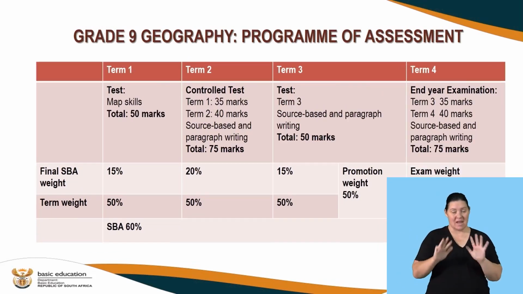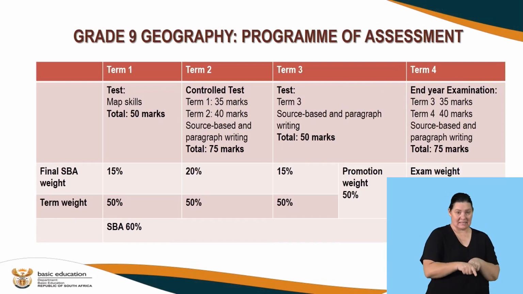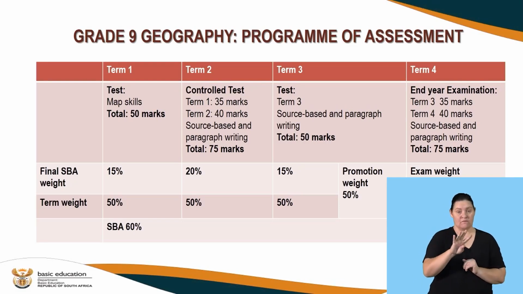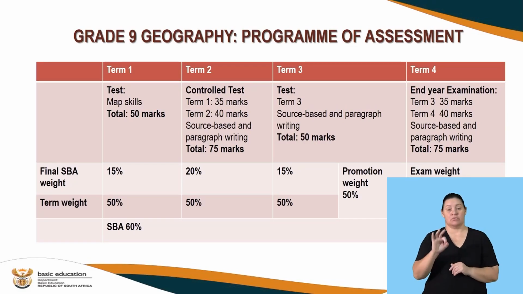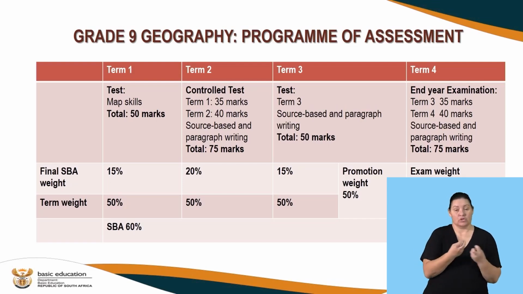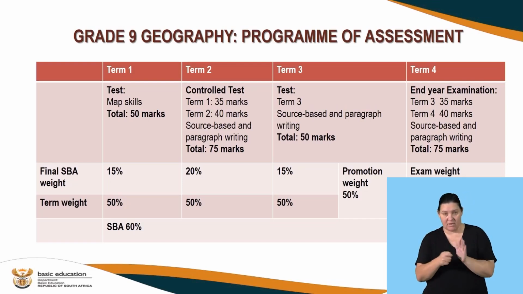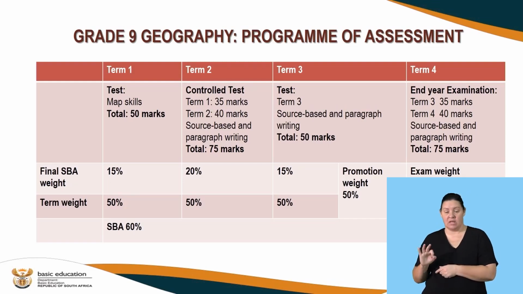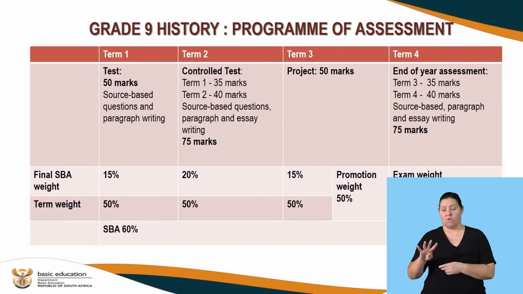Then in grade 9, our map skills test number 1 in term 1 will be out of 50. In term 2, we will have our mid-year exam, term 1, 35 marks, and term 2, 40 marks. Then term 3, in geography, we will have our source base and paragraph out of 50. And in the end-year examination, we'll have our term 3, 35 marks, and term 4, 40 marks.